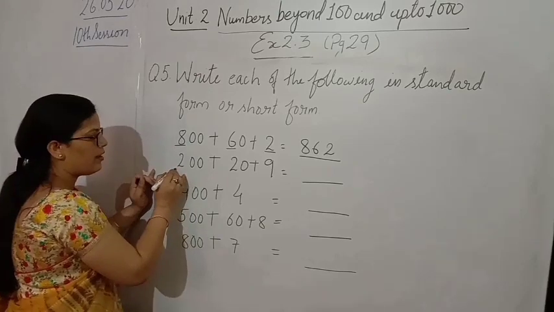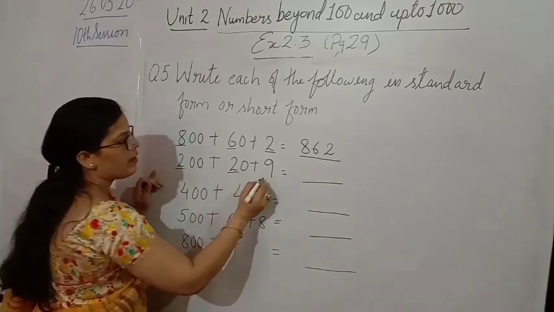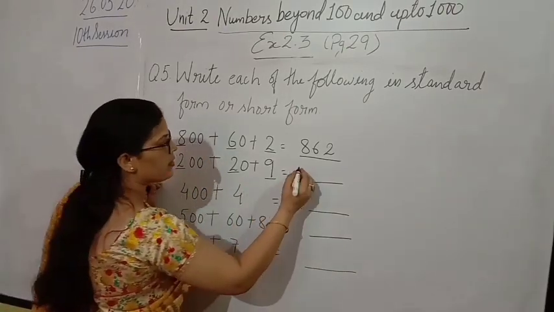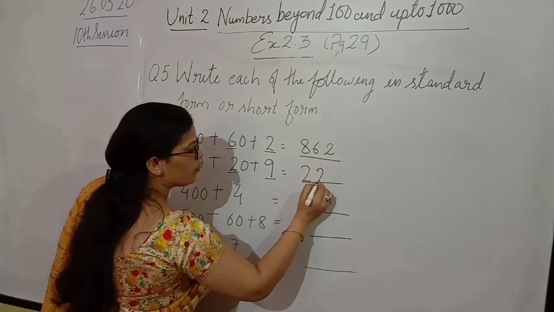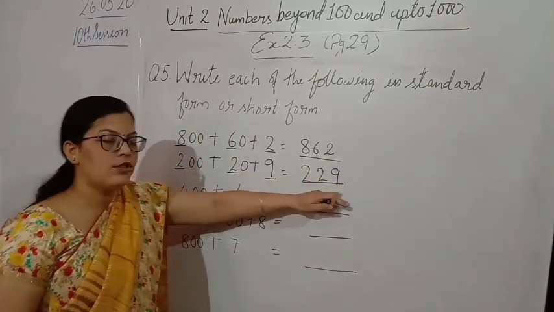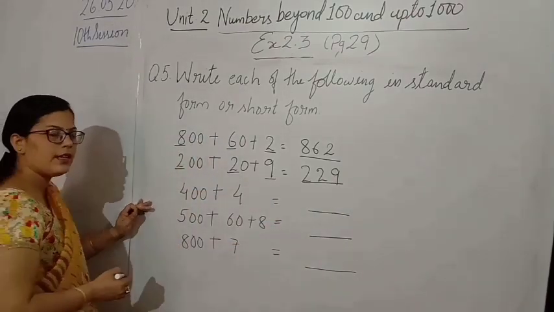Now the next one, 200 plus 20 plus 9. The face value of the hundreds place is 2, the face value of the tens place is 2, and the face value of the ones place is 9. Now we'll combine all these three digits. We'll write 2, 2, 9. So the short form is 229. The standard form is 229.